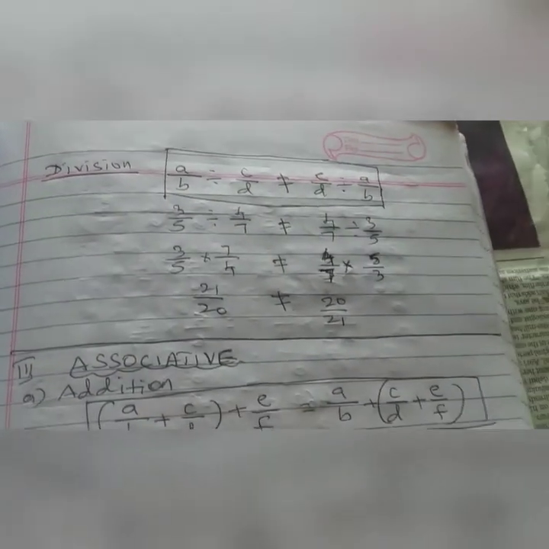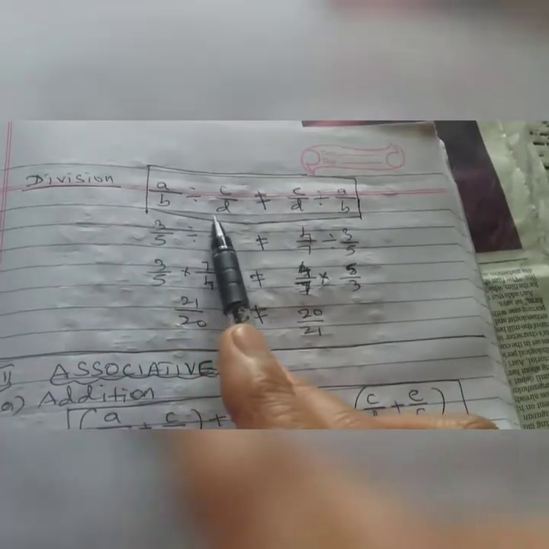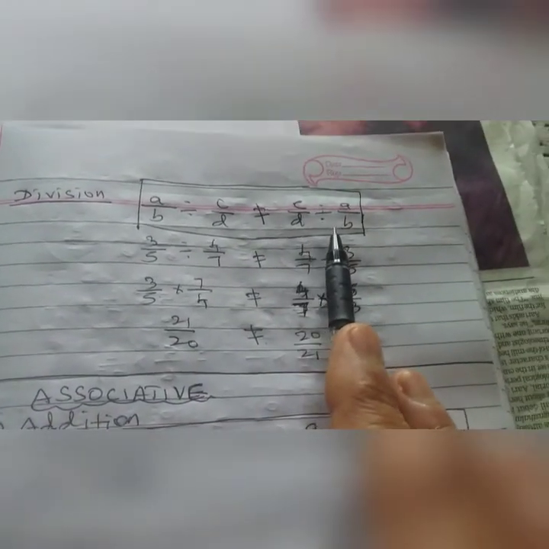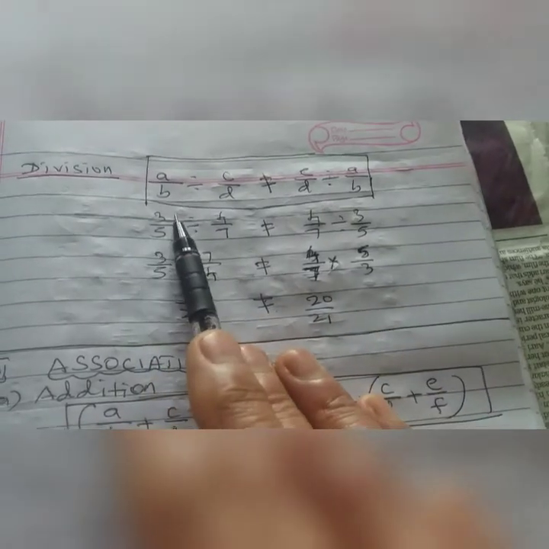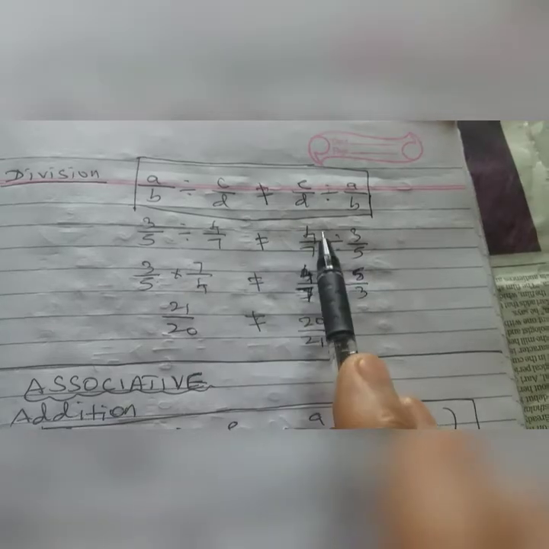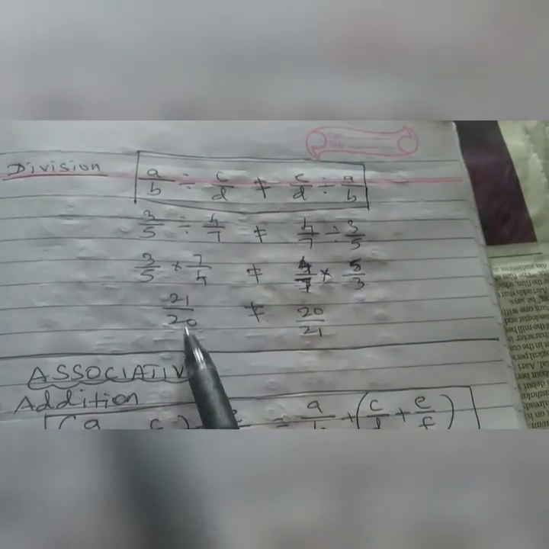Now we'll see the property for division. This is the commutative property for division. What is it? a by b divided by c by d. The other side is c by d divided by a by b. It's actually not equal. We'll check now. For example, 3 by 5 divided by 4 by 7. And when you change the order, it becomes 4 by 7 divided by 3 by 5. Now we'll perform the left hand side first.